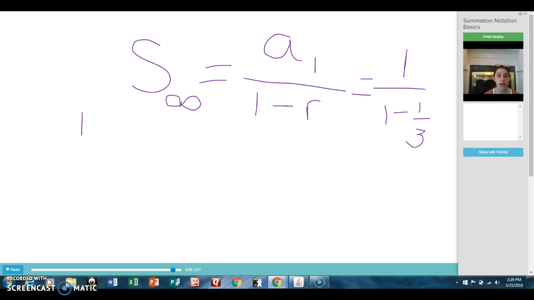So in that last problem, my first term was 1, and my common ratio was 1/3. So the sum, if I were to add up all the terms, would be 1 over 2/3, which is 3/2. Now remember, you can only do this formula if it's geometric and the common ratio is less than 1. Otherwise, it's not possible to find an exact value for the sum.